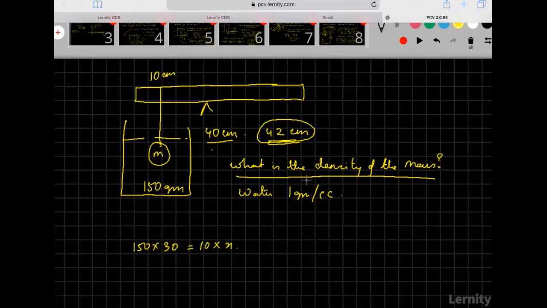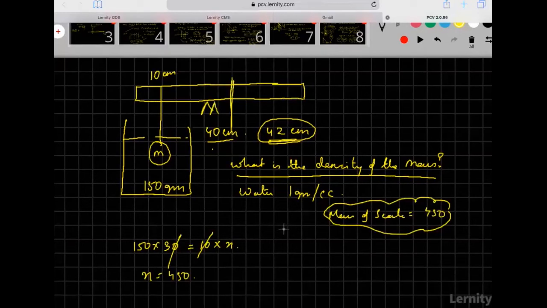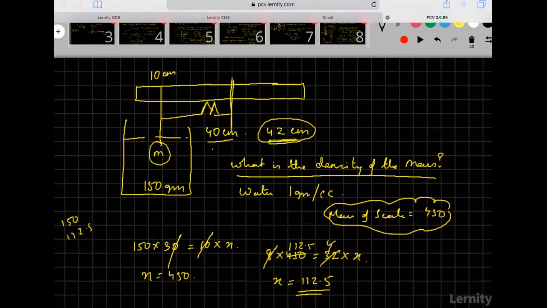Now once this is understood, then I'm immersing it in liquid. So now the balance point is shifting to the 42 centimeter mark. So 42 means this distance now is 8. So can I say 8 into 450 is equal to, now this distance is becoming 32, 32 into x. So 8 will go 4 times, 4 will go 112.5 times. So x is 112.5. So that means the mass is 150. Now the apparent mass is 112.5. That means there's a loss of mass of 37.5.